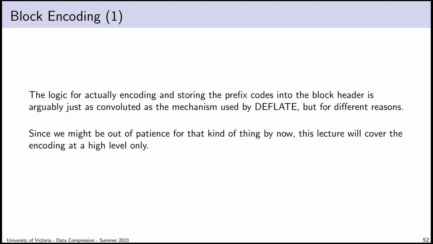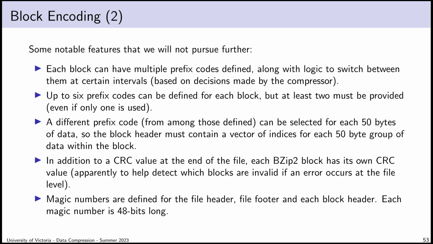But otherwise, yeah, it's still a bit of a mess because you're storing lots of data and you want to store it efficiently. Some aspects I won't go into greater detail about, but that I do want to mention, some curiosities about the block header, is that within each block, you're actually allowed to have more than one prefix code defined. So you're allowed to generate up to 6 different prefix codes and then switch between them as you encode the block. And you have to tell the decompressor when you're switching so that it can switch between them too.